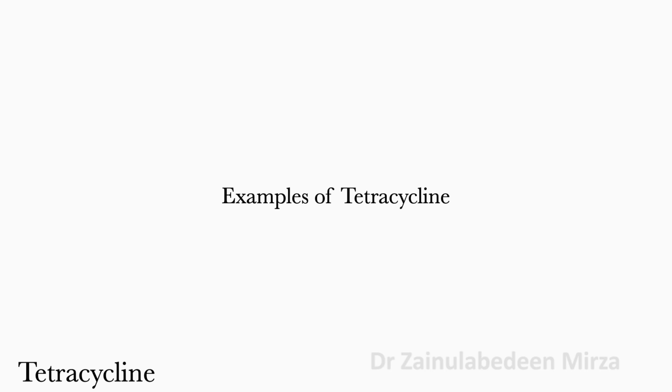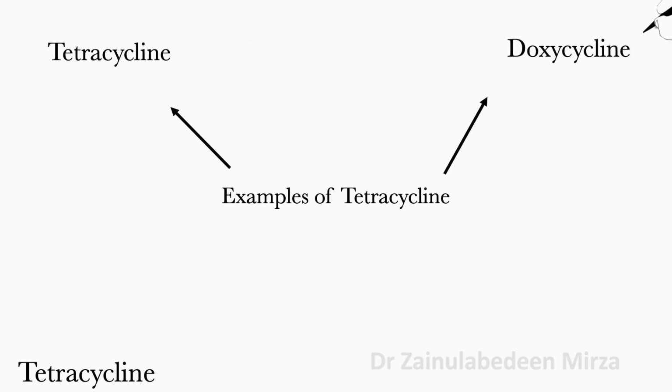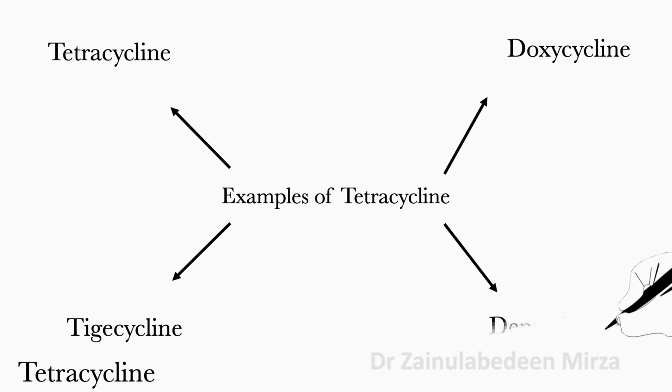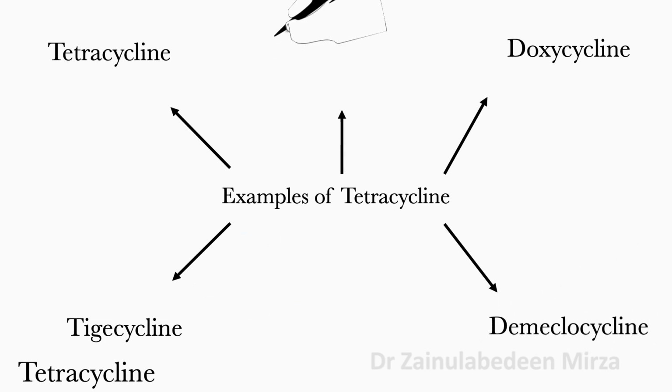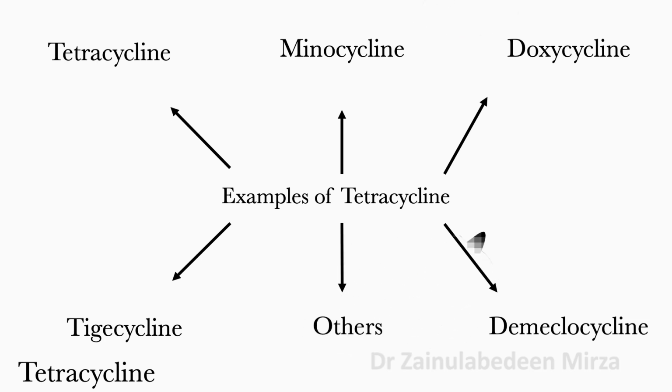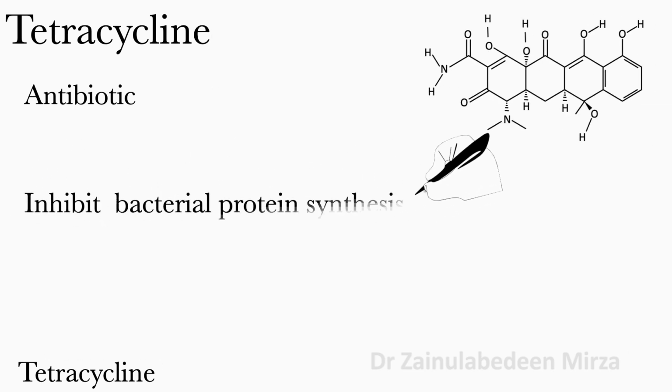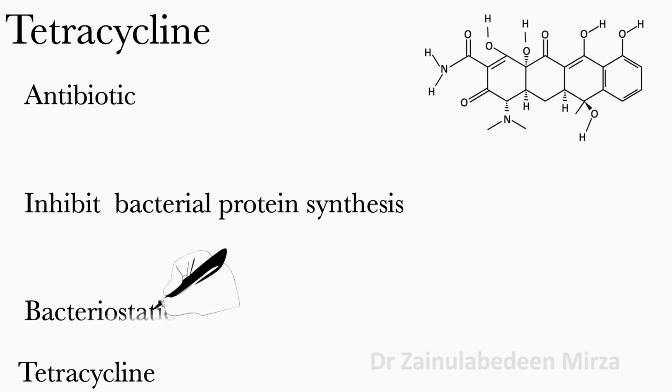Examples of tetracycline antibiotics are tetracycline, doxycycline, tigecycline, demeclocycline, minocycline, and others. Tetracycline is an antibiotic that inhibits bacterial protein synthesis by binding to ribosomes, and it is bacteriostatic.